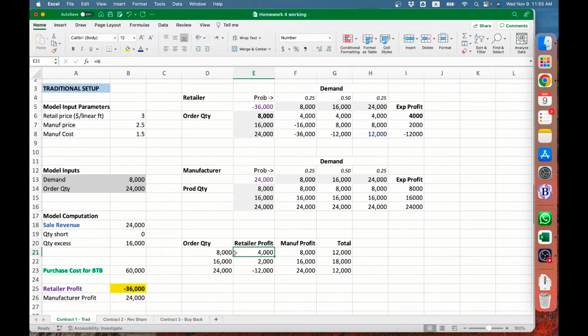For the various order quantities, there's no calculation here. All I'm doing is just saying equals this. What is the expected profit for the retailer at 8,000 order quantity? What is the expected profit for the manufacturer at 8,000 order quantity? Then you sum these two up to get the total supply chain profit for 8,000 quantity. Notice that the 8,000 quantity, which maximized the profit for Barbara, is not maximizing the profit for the supply chain, because the supply chain profit is maximized at 16,000.